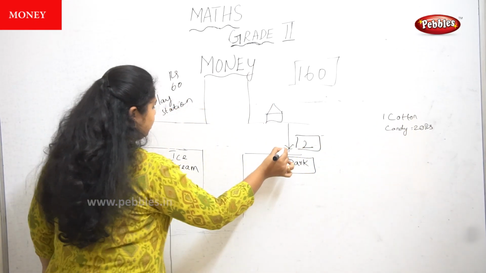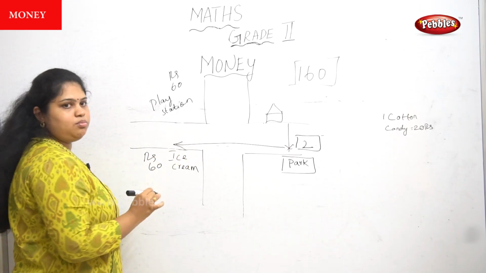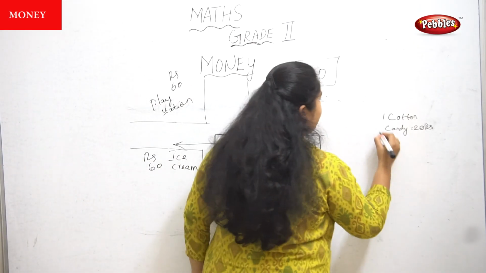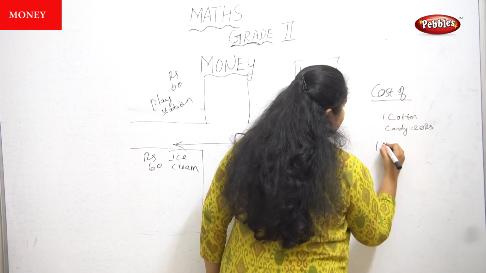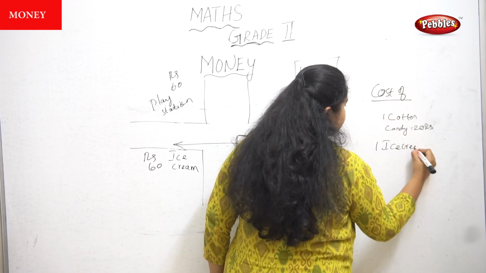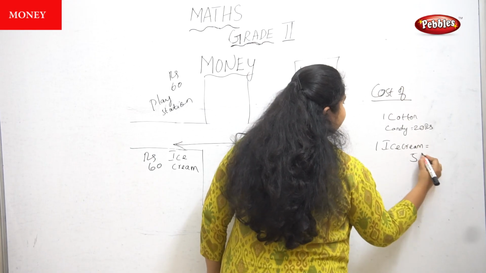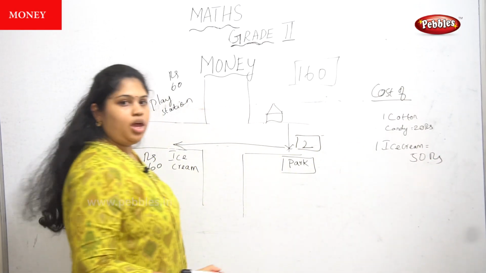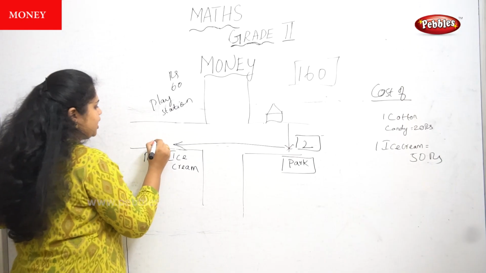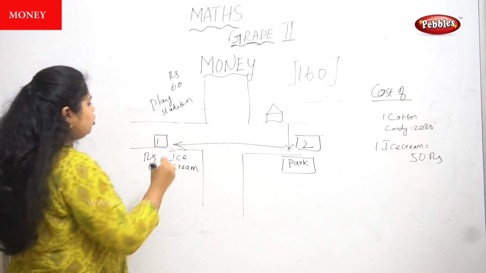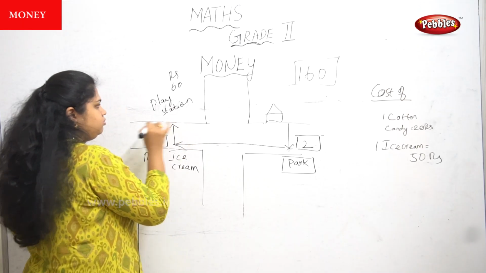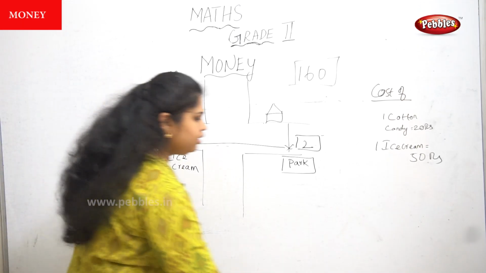Okay. Now you are again going to the ice cream. Cost of one ice cream is 50 rupees. Okay. You are buying one ice cream. Again, you are going to the PlayStation. The cost of one game.